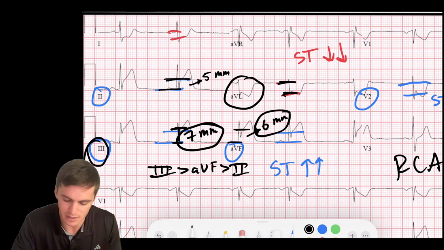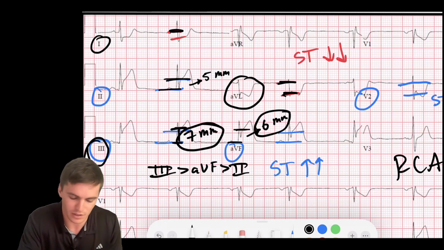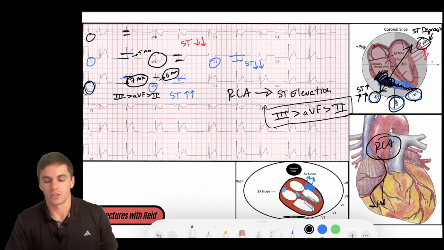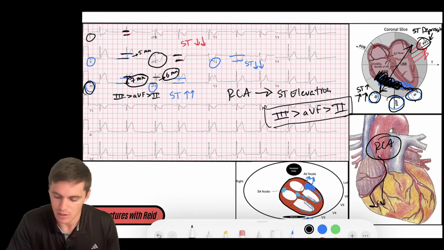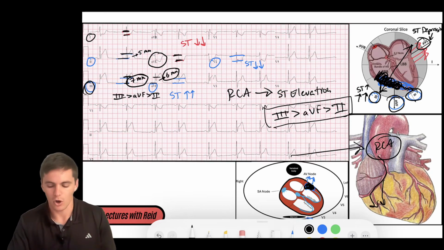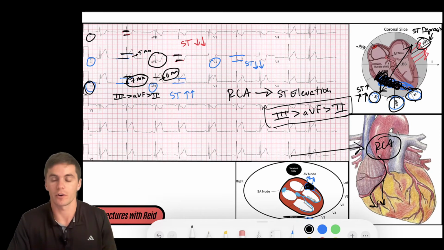Similarly, we said that we would see the most ST depression reciprocally in lead AVL, and you can see that AVL's ST depression is much more significant than lead 1's, even though there still is. All just accumulating data that we can focally say the infarction is here in the inferior, right-sided, and posterior myocardium, all pointing to that right coronary artery occlusion, okay?